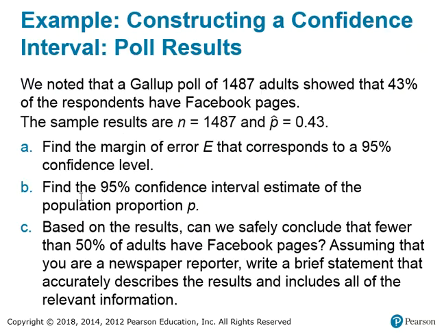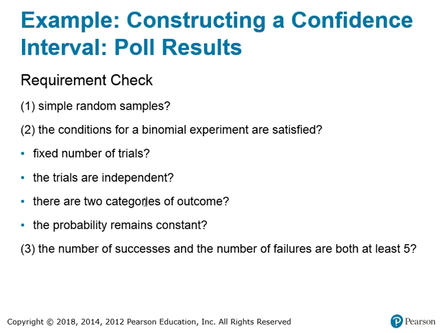Okay, so let's try it. We had a Gallup poll of 1,487 adults. We had a best point estimate of p-hat of 43%, so here it's been written as a decimal. First, we're going to find the margin of error that corresponds to that 95%. Then we're going to find our confidence interval and write a statement about it. So these are the steps we're going to work through right now.